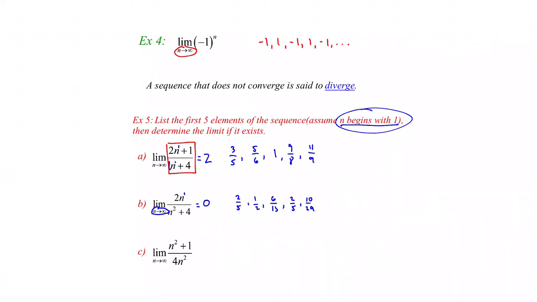All right, try the last one on your own. The first 5 terms or elements are 1/2, 5/16, 5/18, 17/64, and 13/50. What is the horizontal asymptote? What is the end behavior? As n gets really, really large, the horizontal asymptote is at 1/4, so the limit of that expression as n goes to infinity will approach the value 1/4.